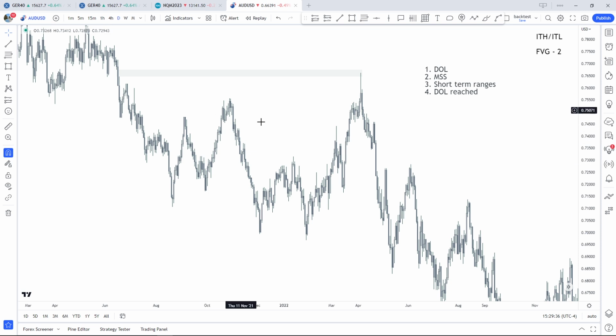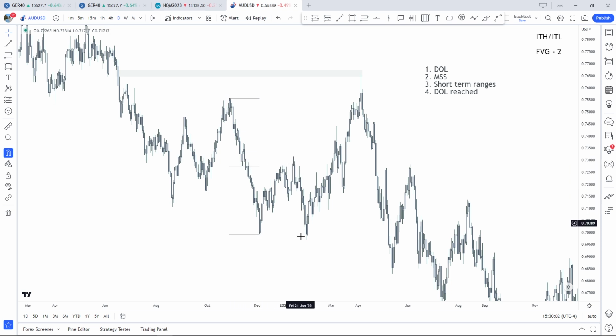So if we look at this situation right here, we have this intermediate term high right here, right? These intermediate term highs that rebalance a fair value gap get respected right here until we reach the draw on liquidity. Perfect. Then this is our intermediate term range. This intermediate term range gets traded into premium, into a fair value gap as well.